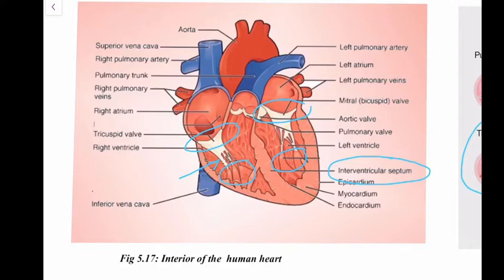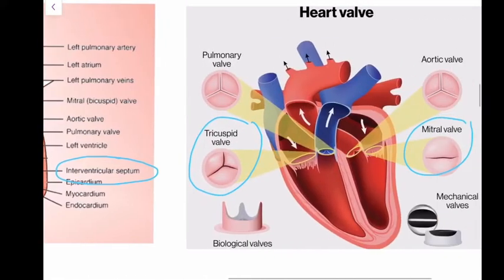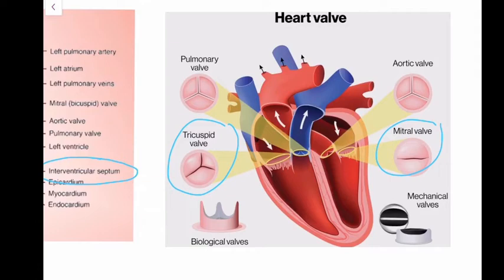Similar to this, at the beginning of the pulmonary trunk and the aorta, there are valves. That is also to maintain the unidirectional blood flow. So, at the beginning of the pulmonary trunk, you have the pulmonary valve here and the aortic valve. These are known as semilunar valves.